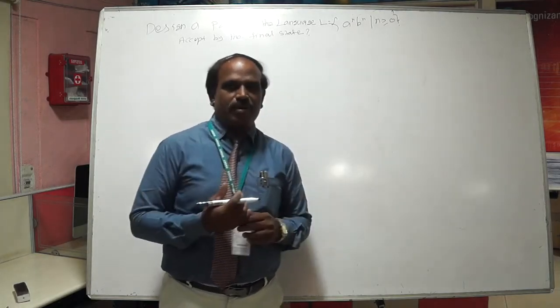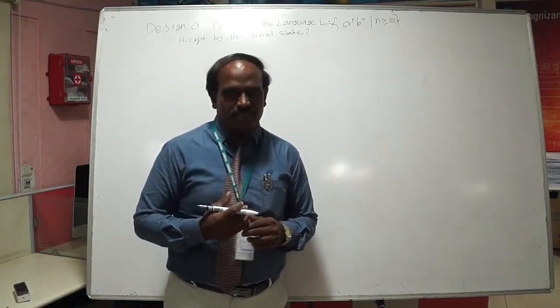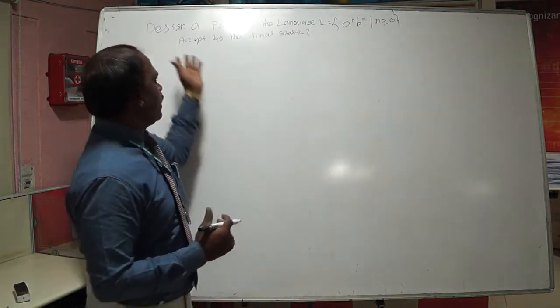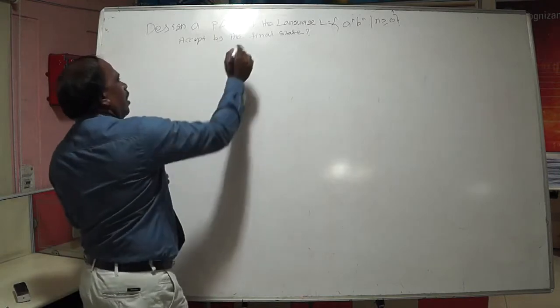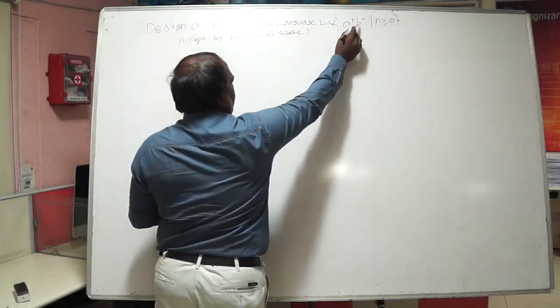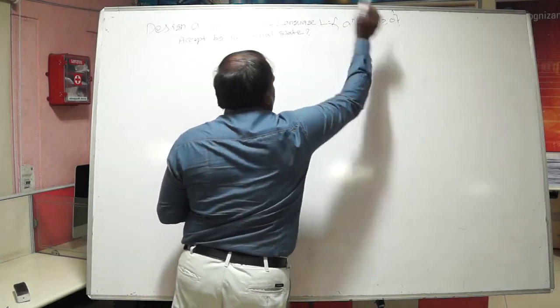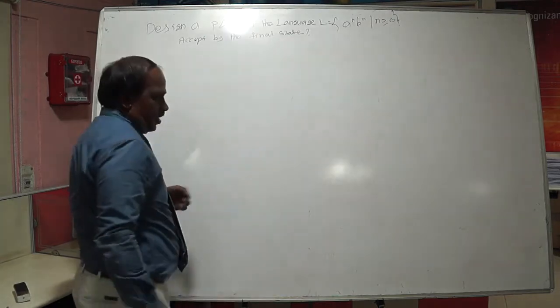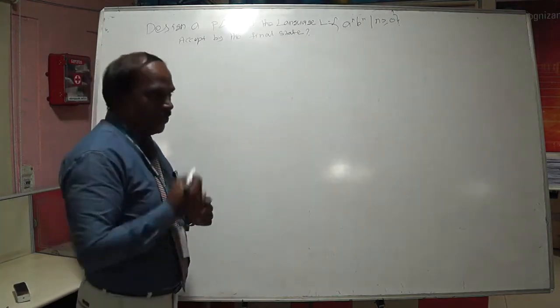Let us take one example, then get the solution for that example. Today we are going to see the design. Design a push-down automata for the language L equal A power n, B power n, where n is greater than or equal to 0, accepted by the final state. This is the question you are going to solve today.